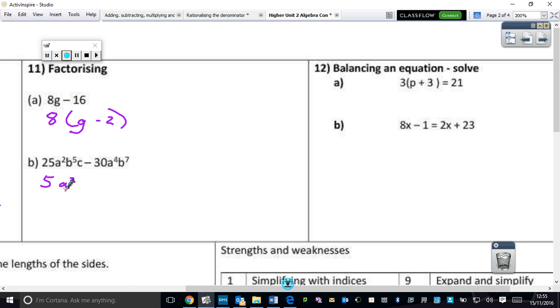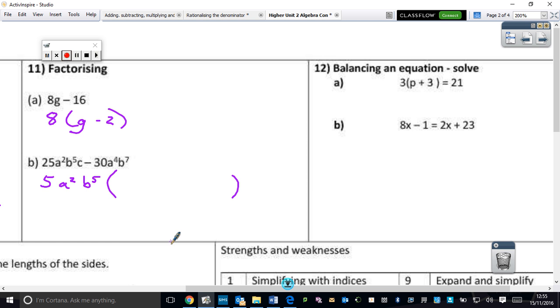B to the power 5 and B to the power 7. B to the power 5 is the smallest one, so that comes out. And then I've got a C all by itself. Can C come out of both of them? Someone's shaking their head, no it can't, so it can't come out. It's got to stay in. And this is the difficult bit.